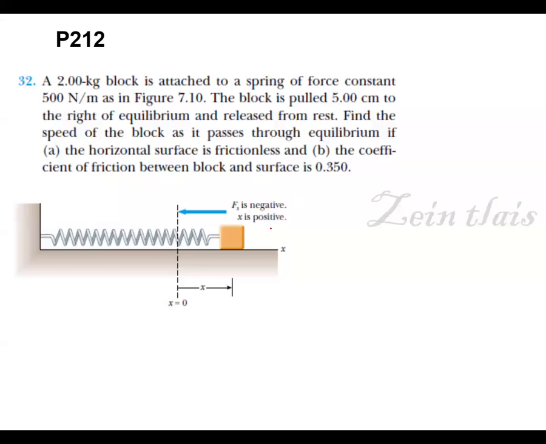Problem 32. Here we have a mass M equals 2 kilogram attached to a spring of K equals 500 Newton per meter. The block is pulled 5 centimeter to the right. As you see here, it is pulled to the right.